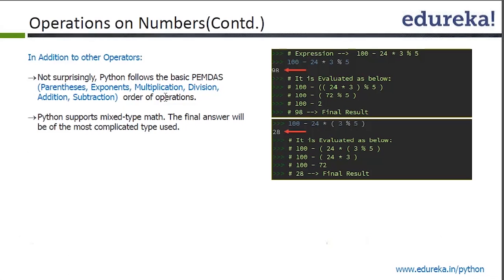Not surprisingly, Python follows the PEDMAS rule, not the BODMAS rule, which is parentheses, exponents, multiplication, division, addition, and subtraction order of operations. Python supports mixed type math. The final answer will be the most complicated type used. Okay, that's how Python supports mixed math. Now the expression, let's do it: 100 minus 24 into 3.